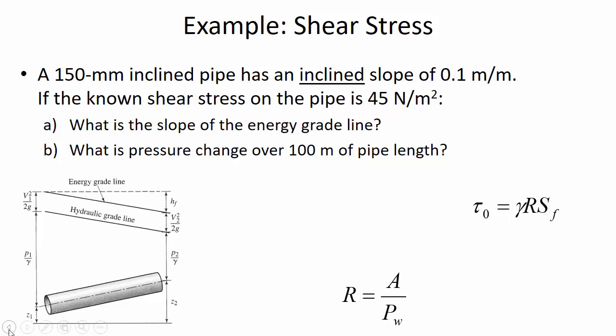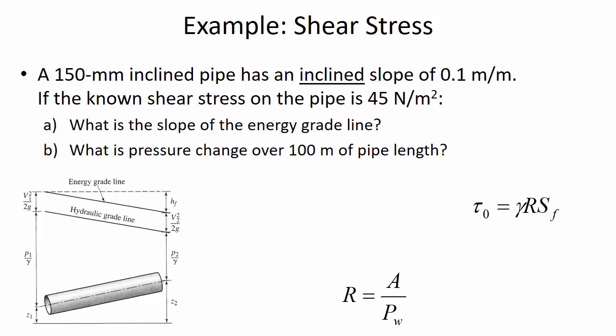But in this case, its physical slope is going up at a rate of 0.1 meters vertical for every 1 meter of horizontal. And we know that the shear stress is 45 newtons per meter squared. So what's the slope of the energy grade line? That's S sub F. So in part A, you're going to calculate S sub F. And then in part B, once you know S sub F, find out what the head loss is, H sub F, and use that in the energy equation to find the pressure change.